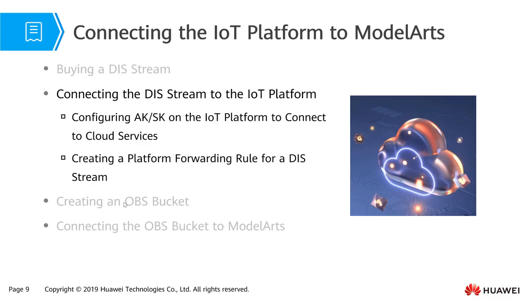The next step is to connect the DIS stream to the IoT platform. Specifically, use the AK and SK of the HUAWEI Cloud DIS account to configure a key on the IoT device access of the IoT platform, and create an IoT platform forwarding rule to interconnect with the DIS stream. Now, let's take a look at a demonstration.